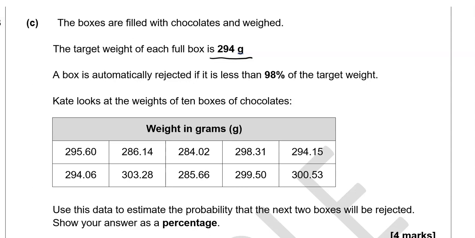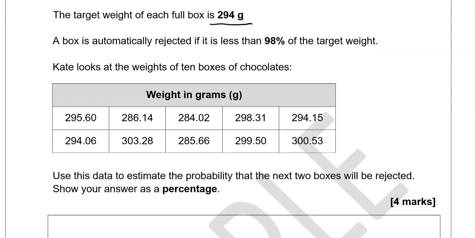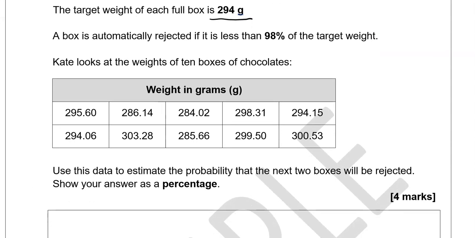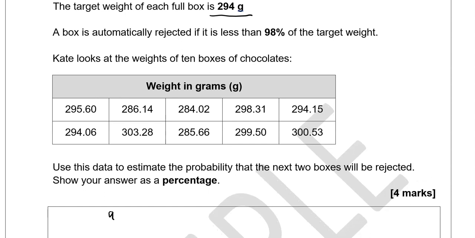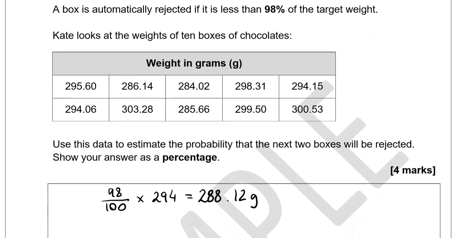So first of all, we need to find out 98% of 294 so that we can see then which of these are under that weight. So we're going to do 98%, which is 98 out of 100, of 294. So in the calculator, we get 288.12 grams. So that's the minimum weight.